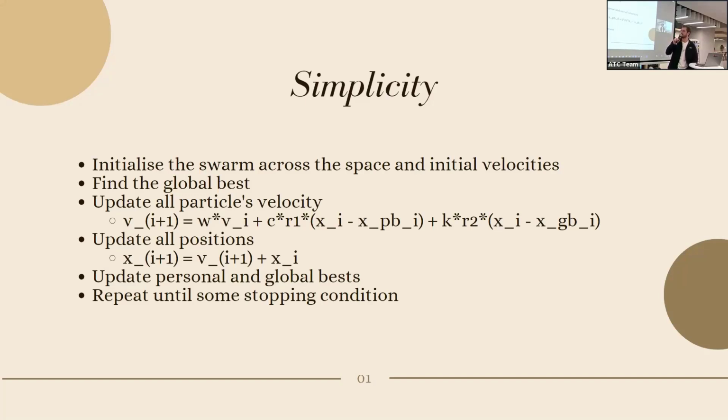The variables W, C, and K are predetermined before you start your algorithm, and the variables R1 and R2 are random. Then you update each particle's position, where the new position is just the previous position plus the particle's velocity. Then you must find all of the new personal bests of the particles and the new global best, and you just continue this algorithm until you reach some stopping condition that you predetermine.